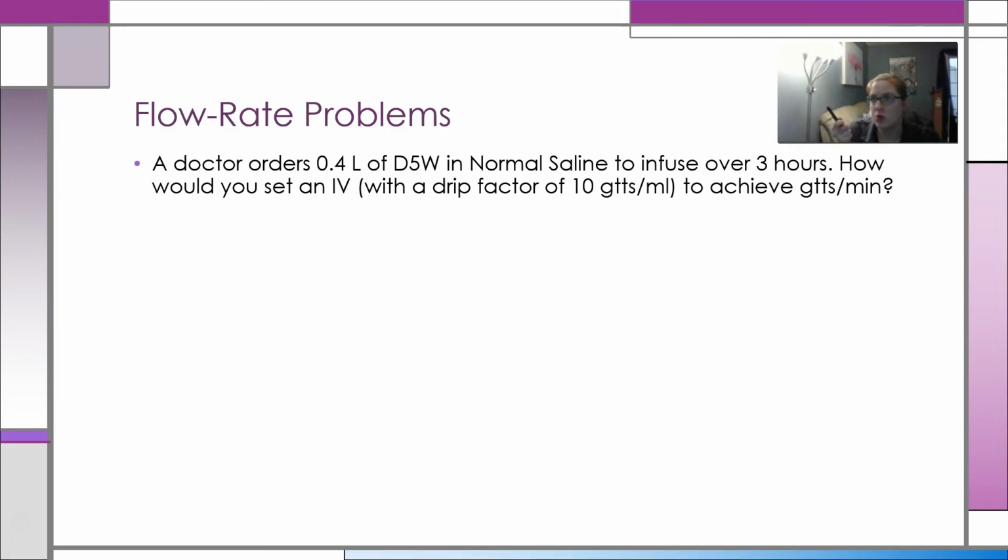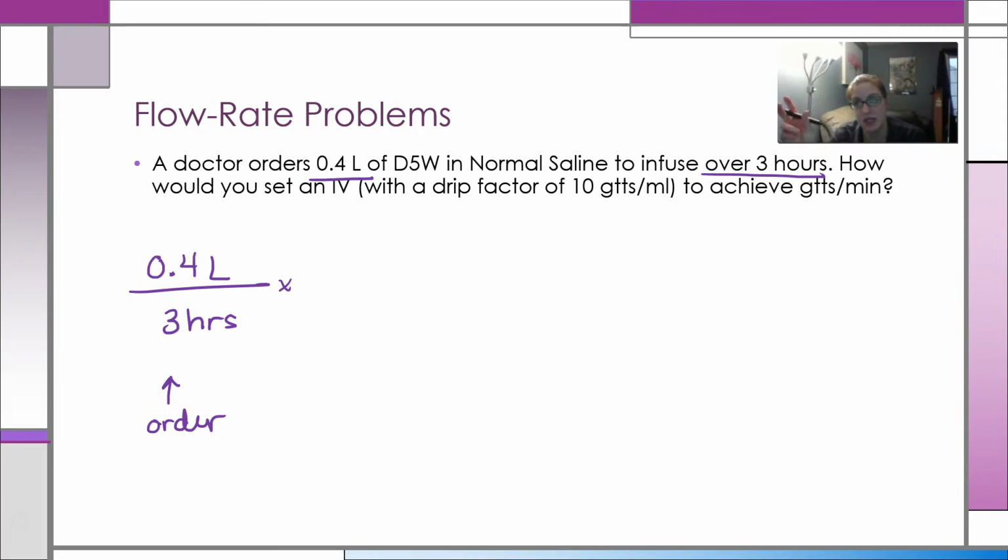So we're going to start with our order. Our order is 0.4 liters over 3 hours. So it's literally going to be 0.4 liters over 3 hours. Boom, that's our order. Now we need to multiply it by, now there's no supply given here. And the reason for that is it's apparently just given in this supply form. So we don't need to worry about that, apparently, for this problem. This is an easier problem than we normally have to work with. Yay! Take the easy ones when you can work with it.